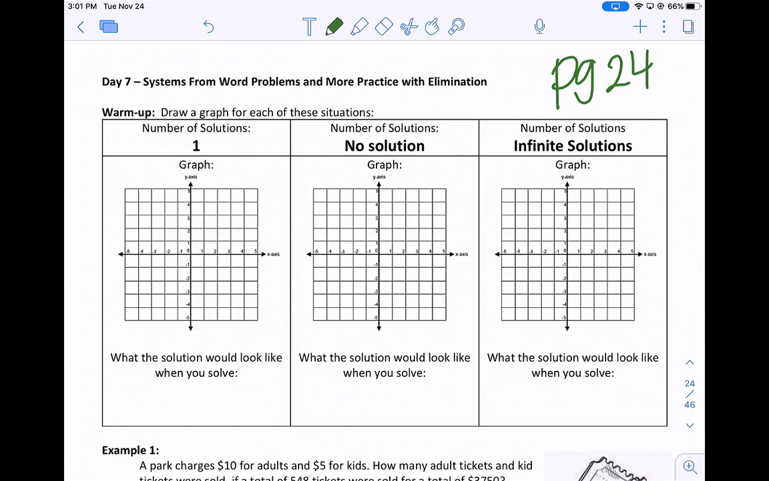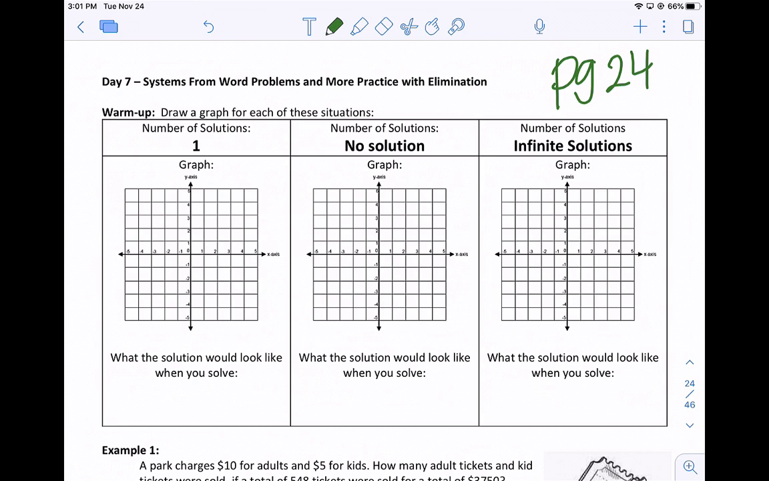For day 7, we're going to focus on systems from word problems, and we'll do more practice with elimination. Warm up. Draw a graph for each of these situations. So we talked about these in the previous section, how when you have two lines and I'm asking you to find a solution of the systems, we're looking for where the two lines cross.